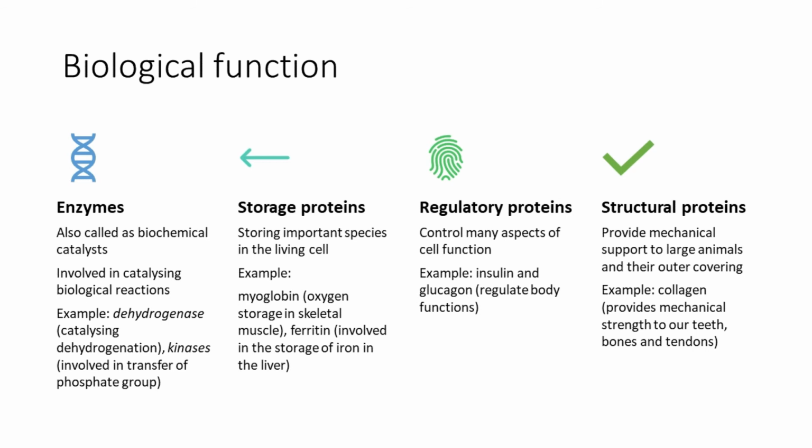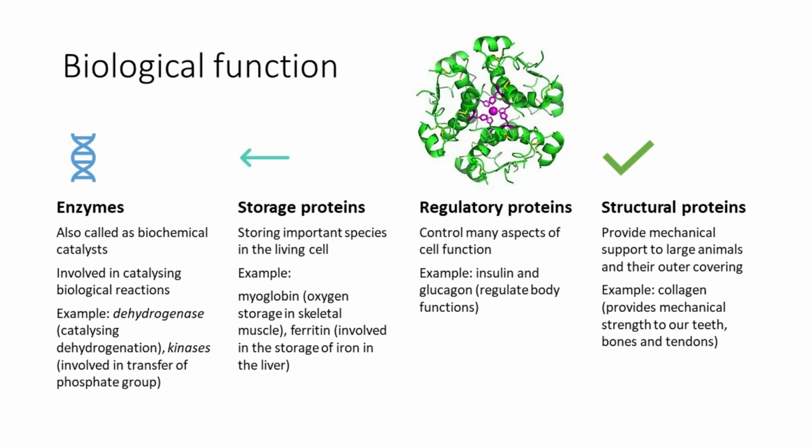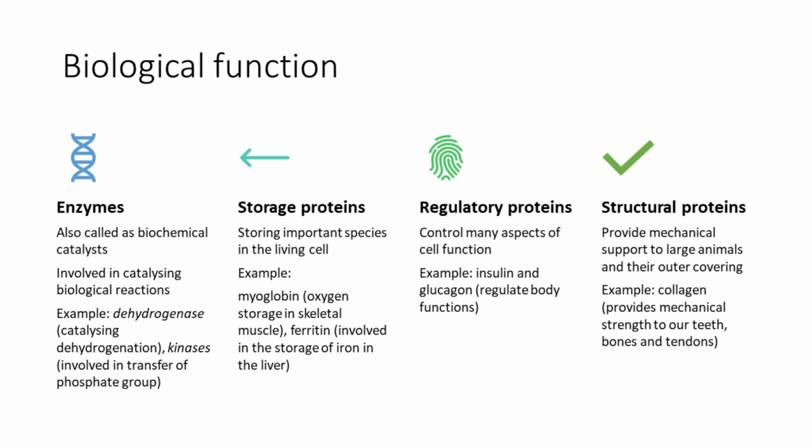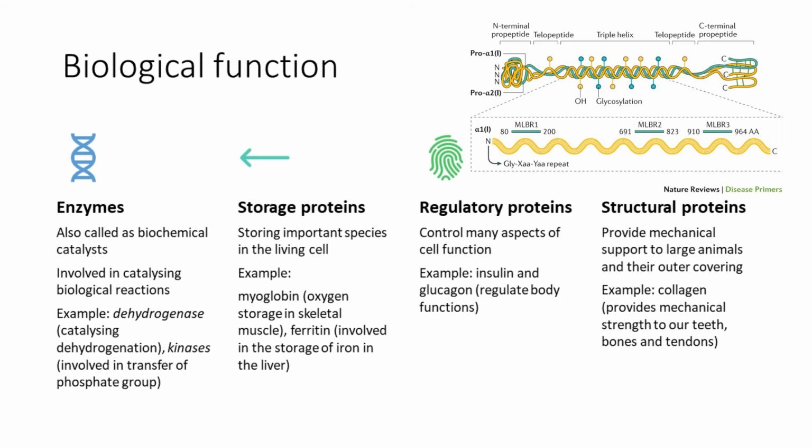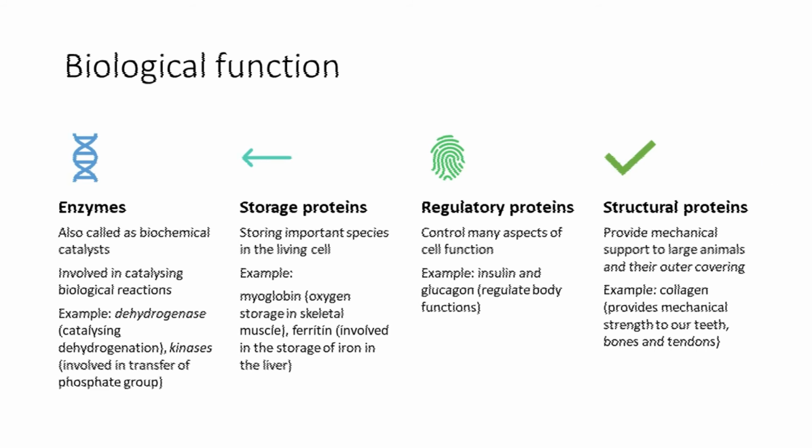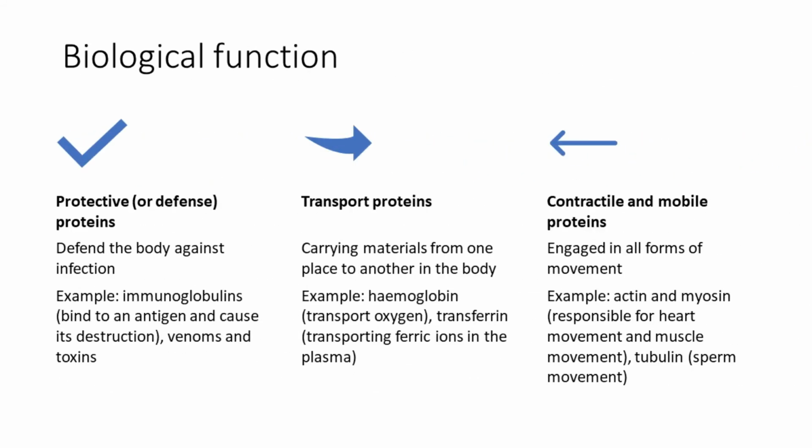Regulatory proteins. Control many aspects of cell function. Example: insulin and glucagon, regulate body functions. Structural proteins. Provide mechanical support to large animals and their outer covering. Example: collagen, provides mechanical strength to our teeth, bones and tendons. Protective, or defense, proteins. Defend the body against infection. Example: immunoglobulins, bind to an antigen and cause its destruction, venoms and toxins.